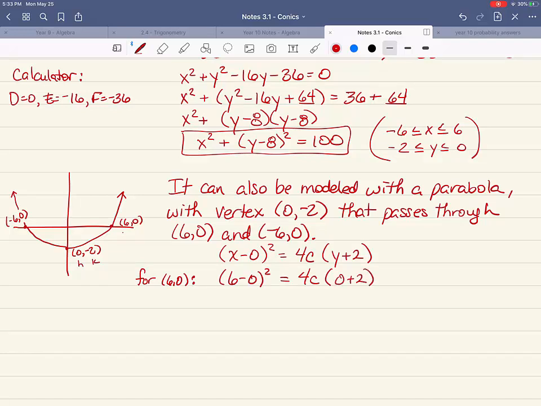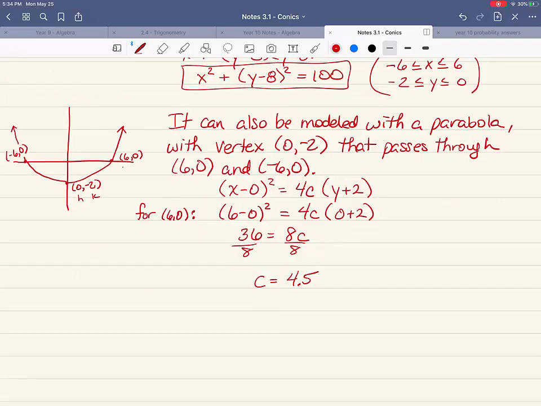Now you need to solve for c. So 6 squared is 36. 0 plus 2 is 2 times 4c is 8c. To solve for c, we divide both sides by 8. And we get that c is equal to 4.5. You can do that on your calculator.